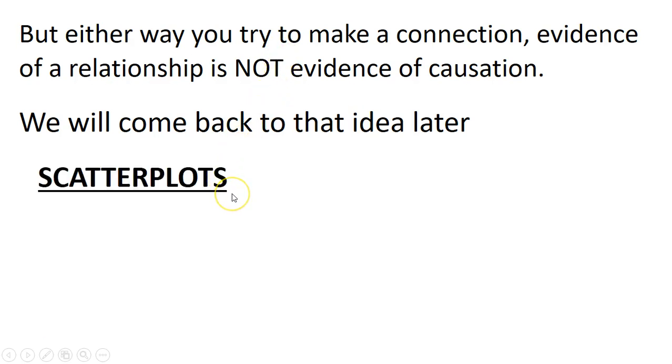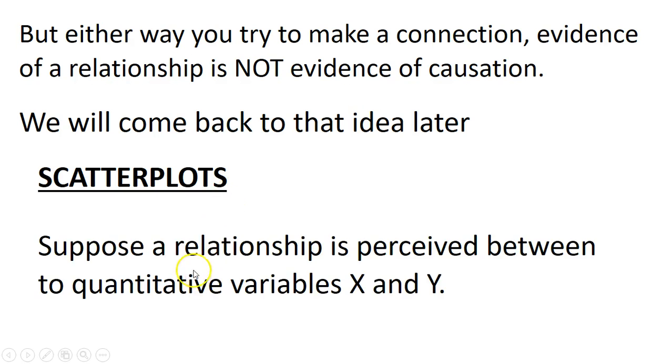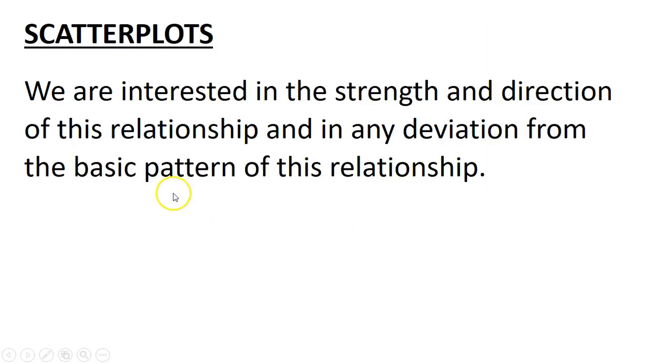So let's start taking a look at scatter plots. Suppose a relationship is perceived between two quantitative variables, x and y. So we're interested in the strength and direction of this relationship, right? And in any deviation from the basic pattern of this relationship. So I want to know, are all the points pretty close, almost practically in a straight line? Are they going up? Are they going down, right? I want to know what's happening with them.